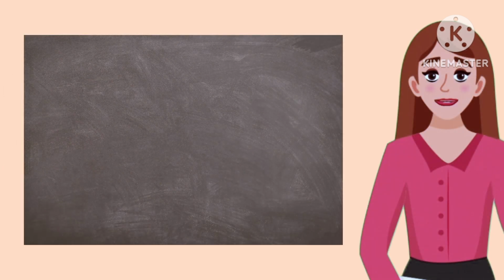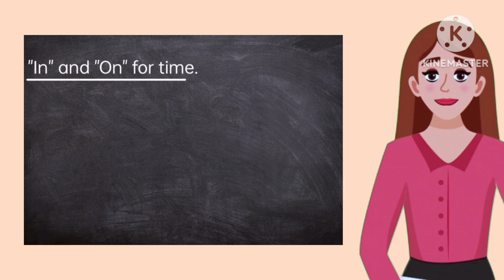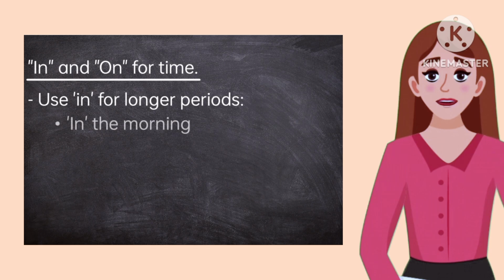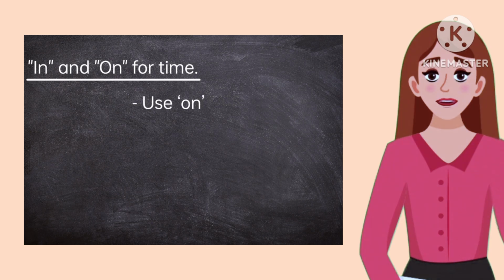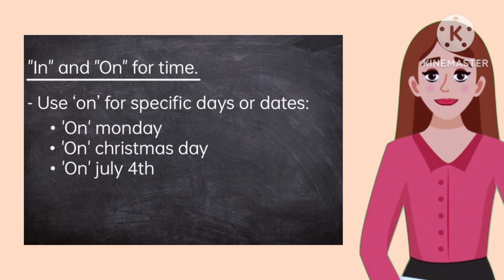Let's take it a step further. Did you know that we also use "in" and "on" for time? Here's how it works. Use "in" for longer periods: in the morning, in December, or in 2024. Use "on" for specific days or dates: on Monday, on Christmas Day, or on July 4th.